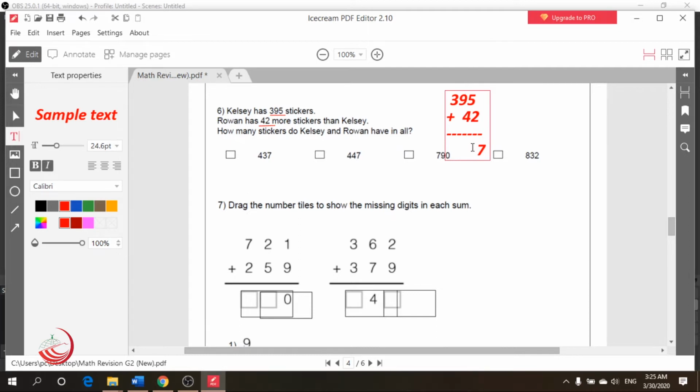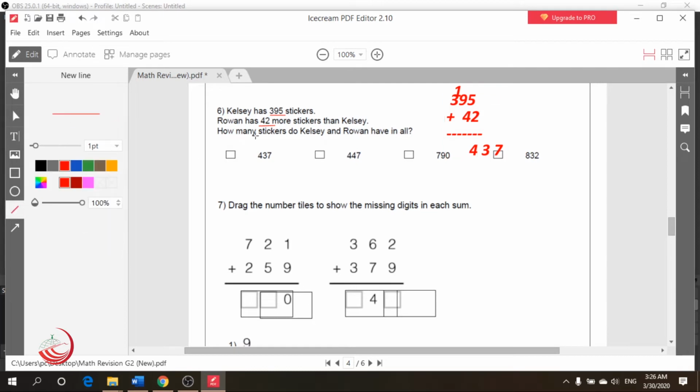What about 9 plus 4? 9 plus 4 will equal... excellent. So it will equal 13. I will go up here and write the 1 so it's not forgotten. So 1 plus 3 here, the answer will be 4, so the total is 437. Which one of the answers in the choices has the matching number? Excellent. The answer here will be 437.